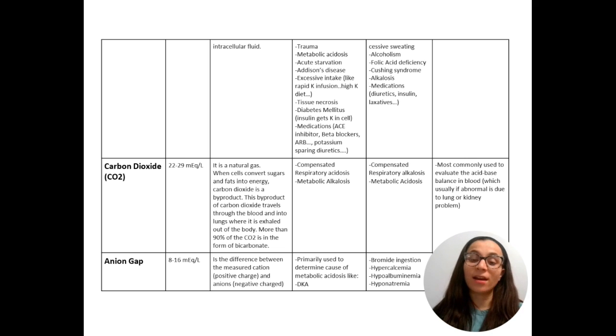Okay, next we go on to the anion gap. The anion gap normal is 8 to 16. Anion gap, like the name says, gap, is a difference between the measured cations, the positively charged, and the negatively charged. It's primarily used to determine the causes of metabolic acidosis, like DKA, etc.